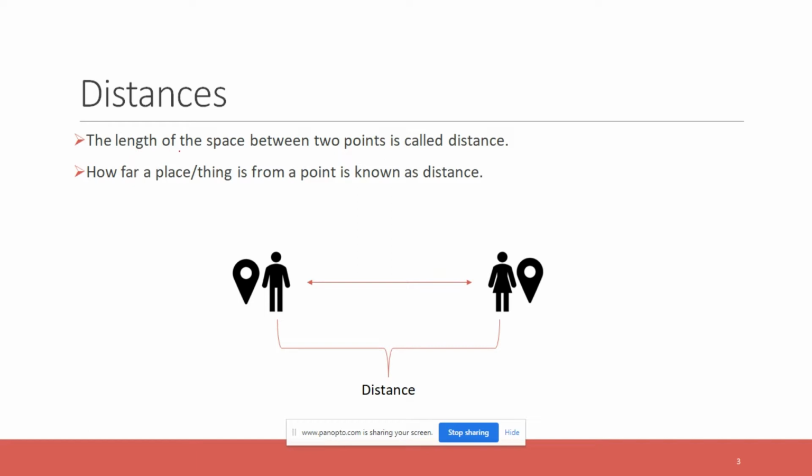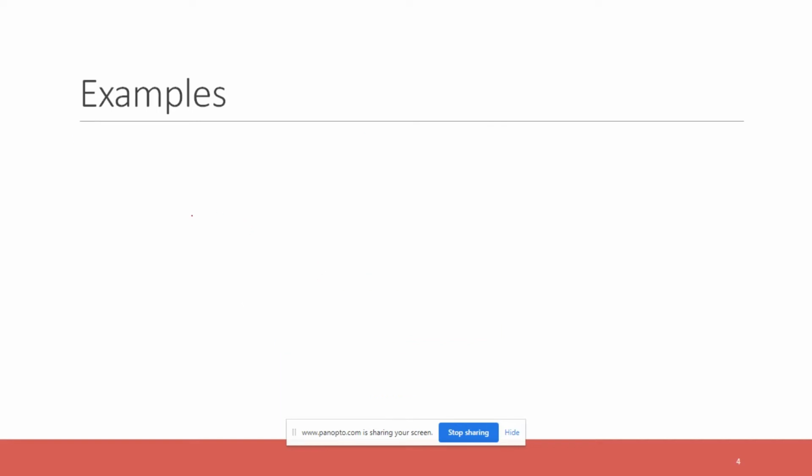Basically, distance is the length of the space between two points, or you can say how far a place or a thing is from a point is known as distance. In this picture, you can see there is a boy and a girl, and they are separated by a space. If we can measure this space by any means, then we can come to know the distance between them. And to measure this space, we can use different instruments, like a scale or a measuring tape. So this is the meaning of distance. Let us take some examples, and similarly we will learn about distances.